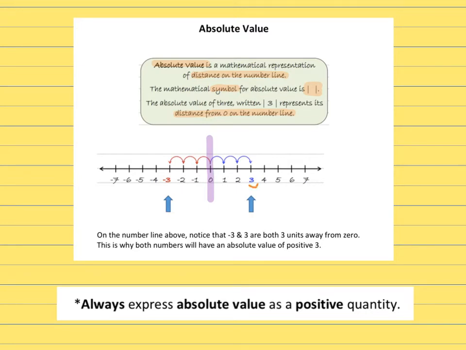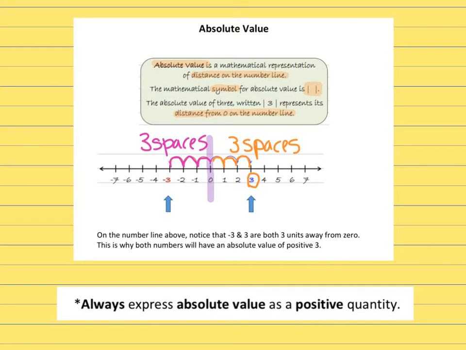So to get to +3, 1, 2, 3, it's 3 spaces. I don't say +3, I just say the number of spaces it is from 0. And then for -3, 1, 2, 3, it's also 3 spaces from 0. I don't say it's -3, I just say it's 3 spaces from 0.